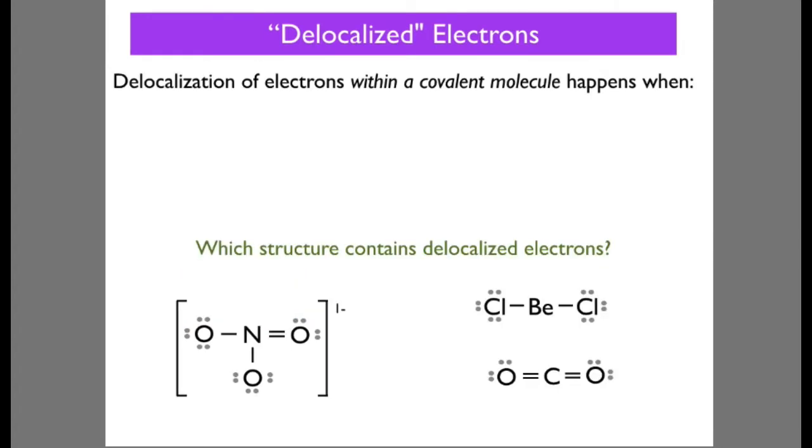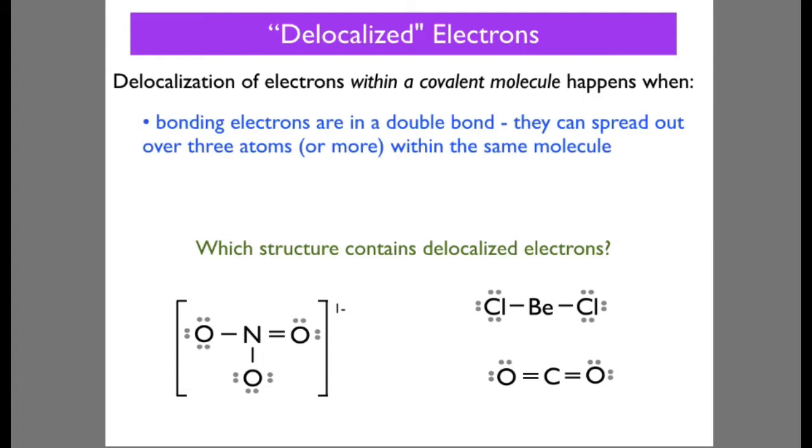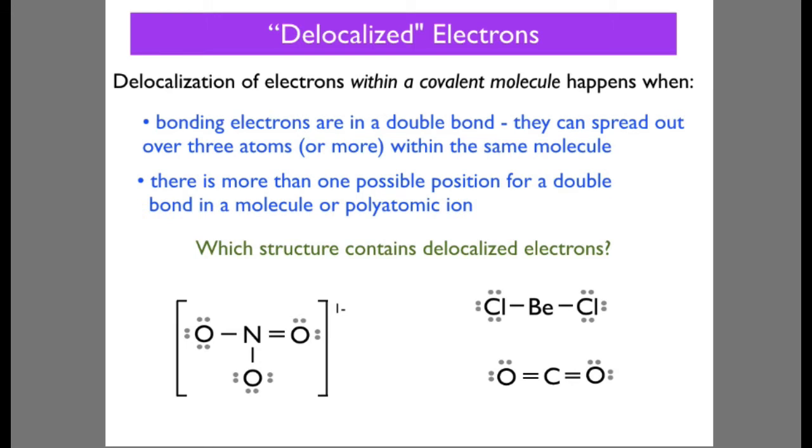Delocalization of electrons within a covalent molecule happens when bonding electrons are in a double bond. They can spread out over 3 atoms or more within the same molecule. There is more than one possible position for a double bond in a molecule or polyatomic ion.